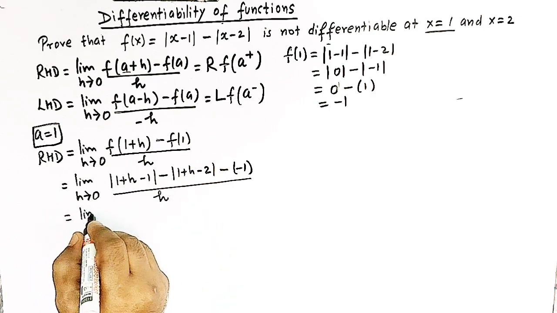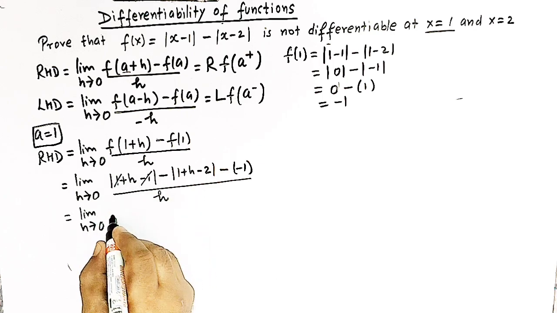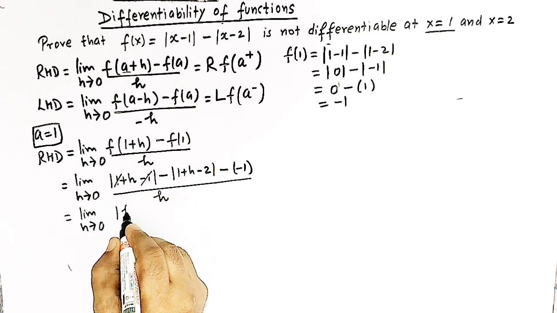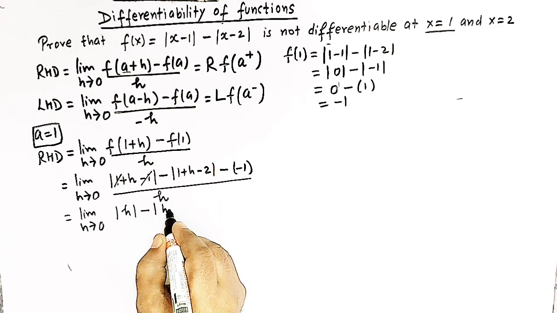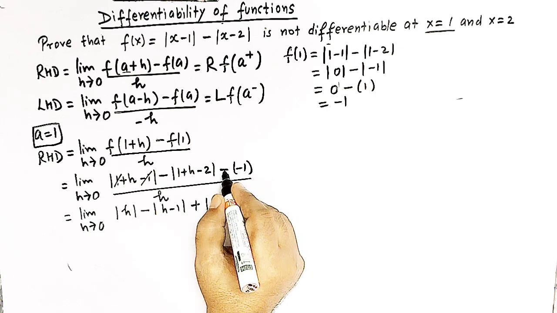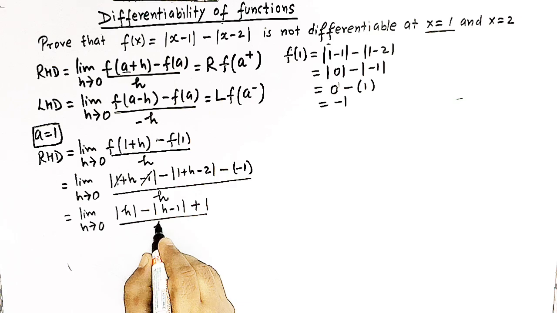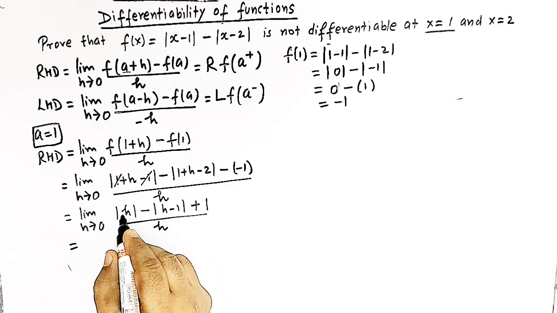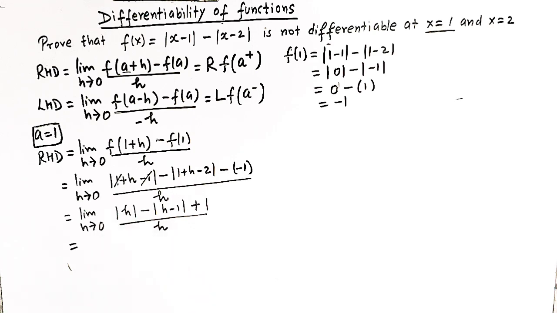So now we have limit h tends to 0, and here 1 and 1 get cancelled. We have mod of h, then here we have minus mod of h minus 1, and here we have plus 1. Minus and minus multiplied together gives us positive, and here we have h, right? Now see, we have just said that h is infinitesimally very small, and h is a positive quantity.